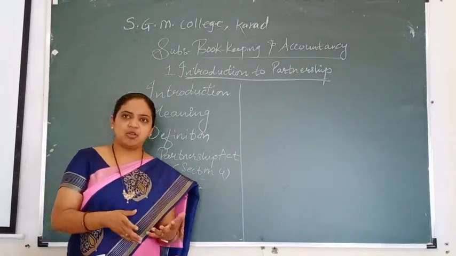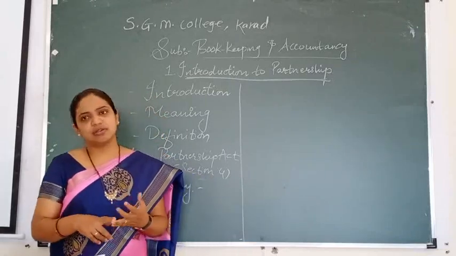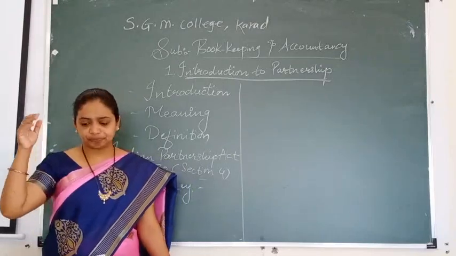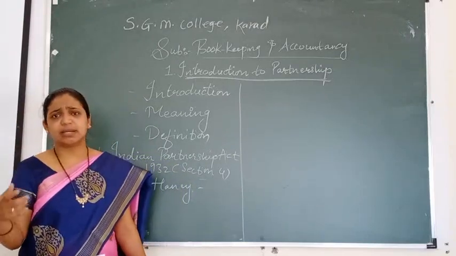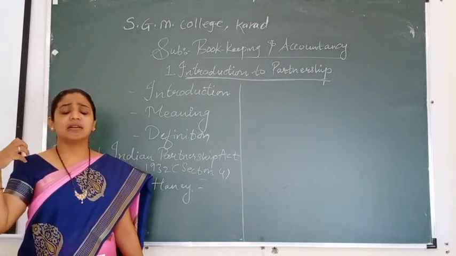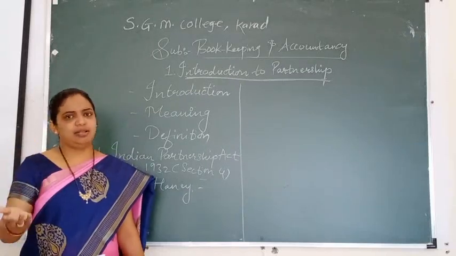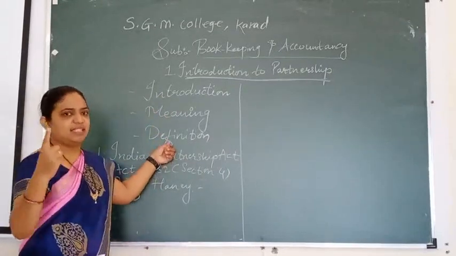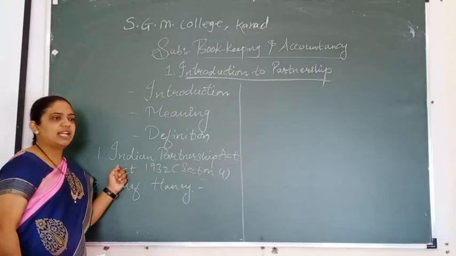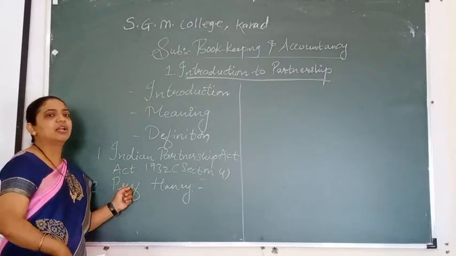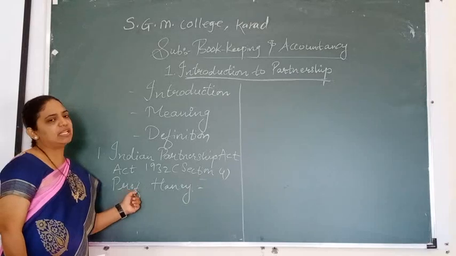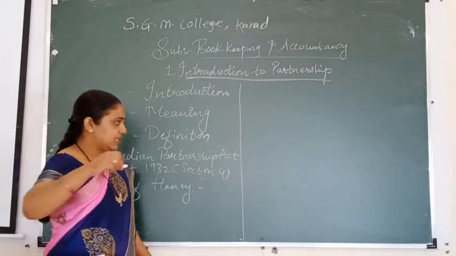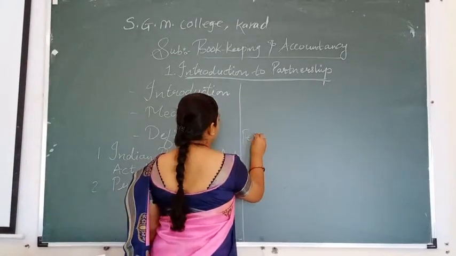According to Hani also it's correct. According to the act, it's obviously perfect. Hani says it's a relation existing between the persons where a contract is there, where you are earning a private gain under a lawful business. That was the introduction, meaning, and definition. Two definitions we have seen. The first was the Indian Partnership Act of 1932, section 4, and the second was by Professor Hani. Moving ahead, the next one that we will see now is the features of the partnership firm.